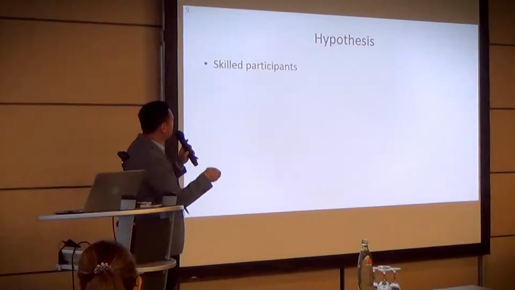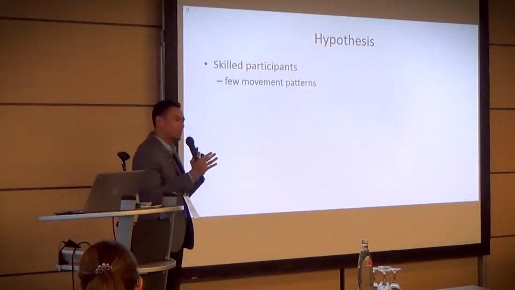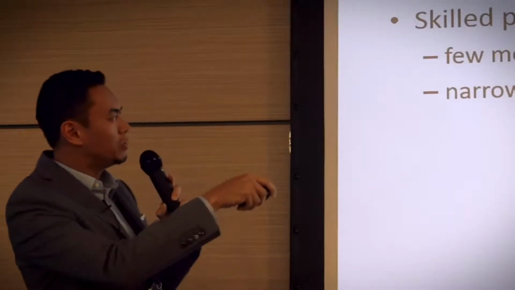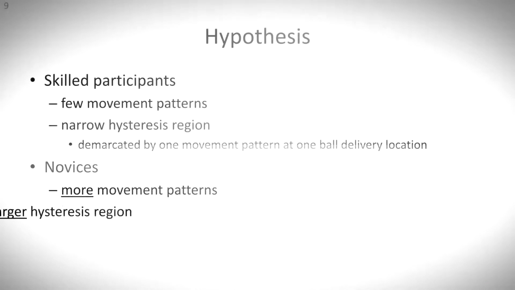Now, in my study, we have a few hypotheses. We know that skilled participants will show few movement patterns. That means they are really fixed in what they do. And we expect a narrow hysteresis region. I'll expand more on what the hysteresis region is. And novices, of course, will show more movement patterns, and they will show what we call a larger hysteresis region. I'll get into that soon.